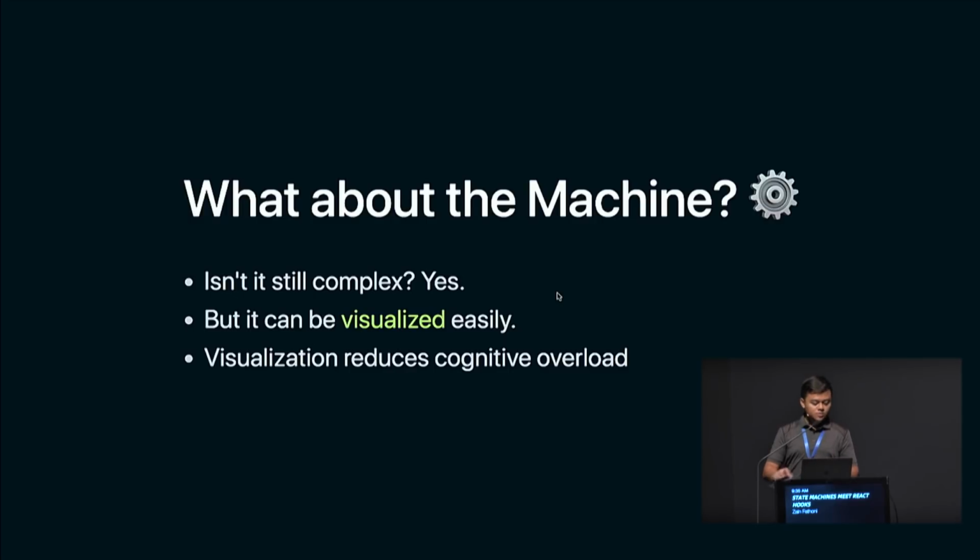Yes, it's still complex, but the difference between the complexity of that state machine and the complexity of the previous implementation is that this state machine can be visualized easily. So by using the same visualizer, we can visualize all the states in a way that corresponds to the flow that we get from the designers. So this visualization, for me, reduces the cognitive overload.